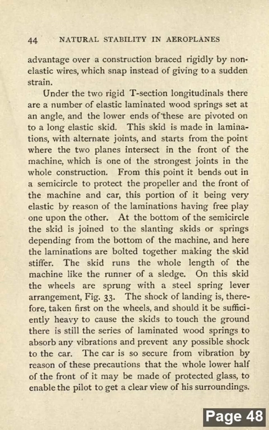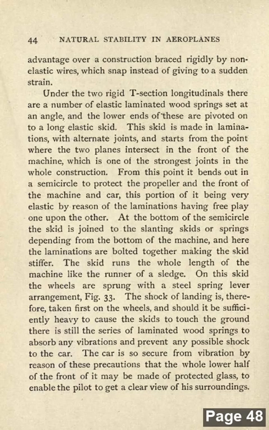Under the two rigid T-section longitudinals there are a number of elastic laminated wood springs set at an angle, and the lower ends of these are pivoted onto a long elastic skid. This skid is made in laminations, with alternate joints, and starts from the point where the two planes intersect in front of the machine, which is one of the strongest joints in the whole construction. From this point it bends out in a semicircle to protect the propeller and the front of the car, this portion of it being very elastic by reason of the laminations having free play one upon the other.